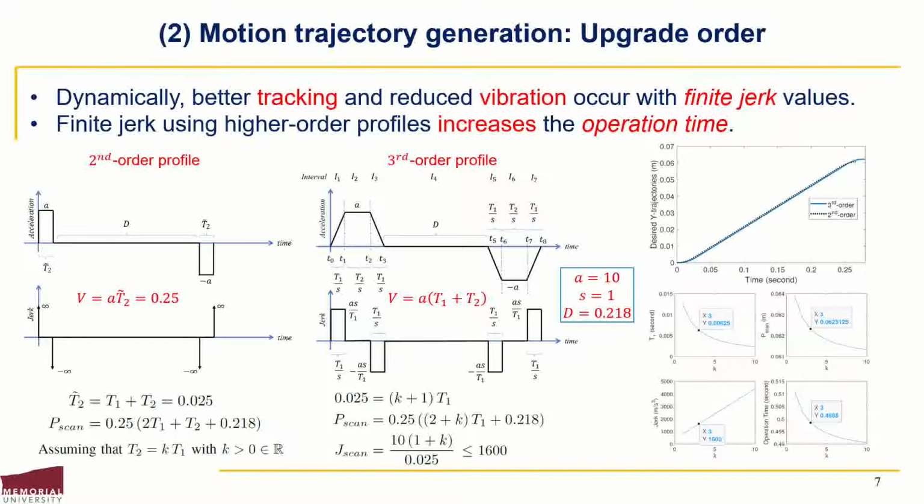Note that this is associated with an increase of the operation time and the overrun distance as depicted in the figure to the top right, and therefore a reduced throughput is expected. So, a trade-off between die yield and throughput can be captured in the motion trajectory order.